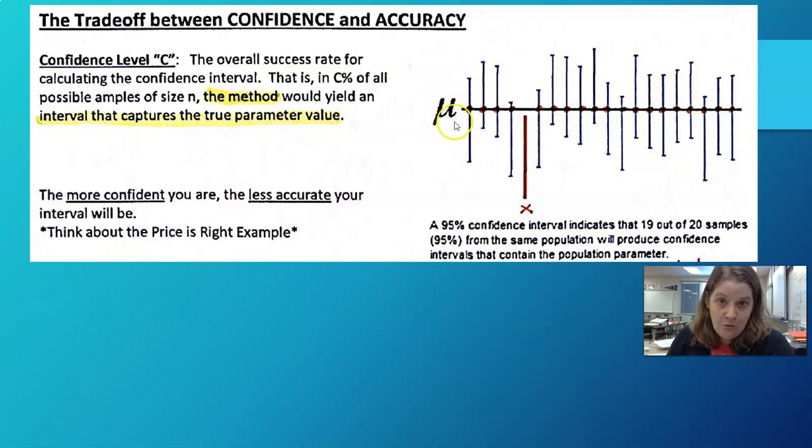So I have mu here for a mean, but I want you to imagine that we found a sample and we constructed a confidence interval here, and the truth is running along that line.